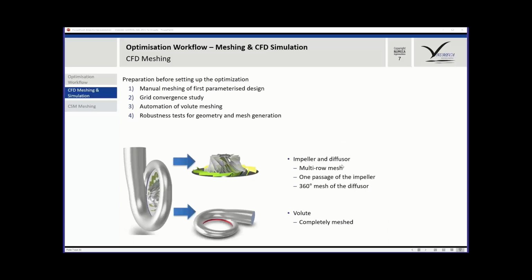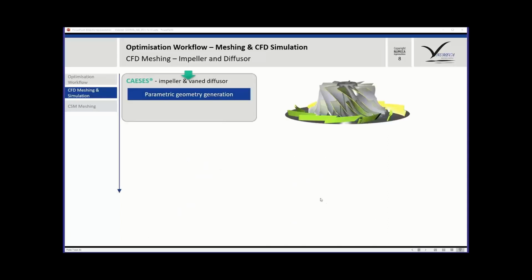Technically, we mesh the impeller and the diffuser. We have a multi-row mesh. We use one passage for the impeller. We use a 360-degree mesh for the diffuser, and the volute is also meshed completely, obviously, and then we stitch that together. Now let's look into that in more detail.